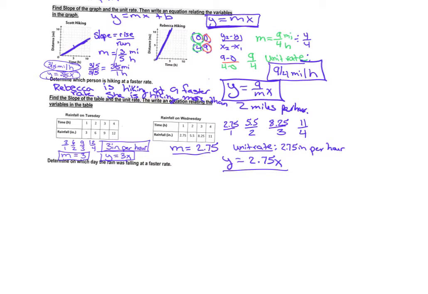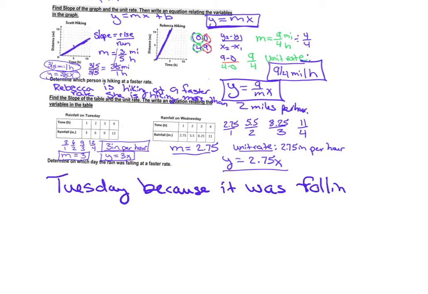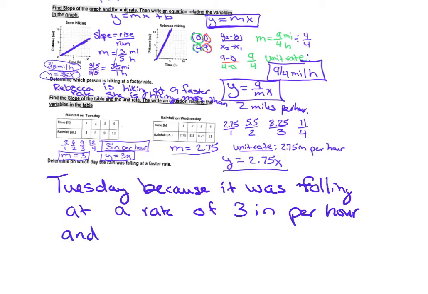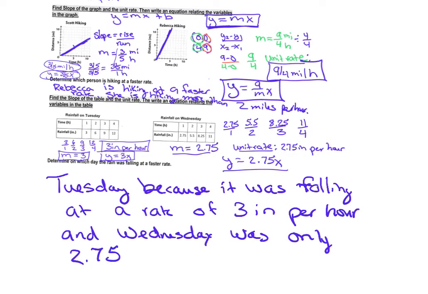Okay, so then the question asks, determine which day the rain was falling at a faster rate. Tuesday, because 3 is bigger than 2.75. Okay, Tuesday, because it was falling at a rate of 3 inches per hour, and Wednesday was only 2.75 inches per hour.